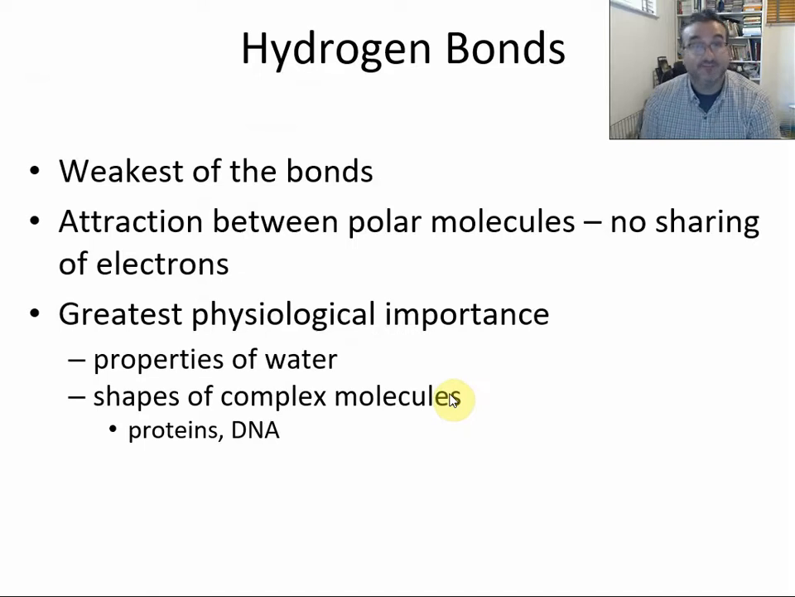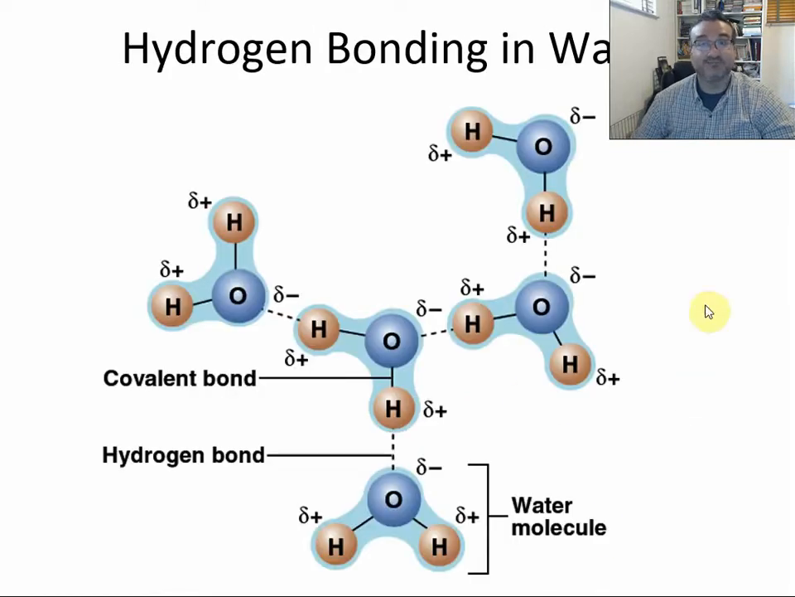Now finally, to talk about the last kind of bond are hydrogen bonds. Hydrogen bonds are the weakest of the chemical bonds. They exist as an attraction between polar molecules. They're not sharing or trading off electrons, but they're very important because they give water the properties that make water unique and important for life, and it helps determine the shapes of important molecules like proteins and DNA.